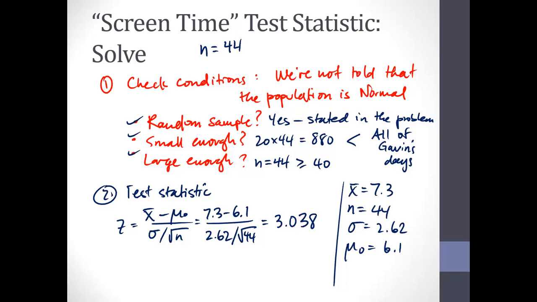So then moving on to the solve step, we had to check our conditions. Because we were not told that the population is normal, we don't know what the distribution of screen time is for all children under 12. We checked our conditions: random sample, small enough, large enough. Those all checked out, so we were able to proceed with our calculations. We calculated our test statistic and got 3.04.